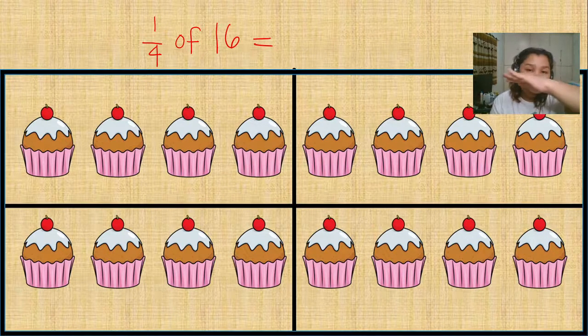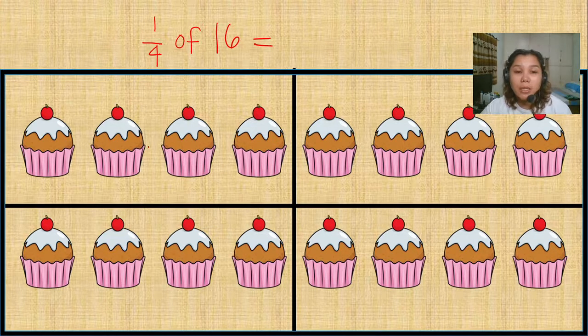So, we can make a horizontal line. So, this time we have 4 groups. So each group will be called 1/4. So 1/4 of 16, ilan ang nasa bawat group? This is 1, 2, 3, 4, 1, 2, 3, 4, 1, 2, 3, 4, and then 1, 2, 3, 4. So therefore, 1/4 of 16 is 4, just like that ducks.